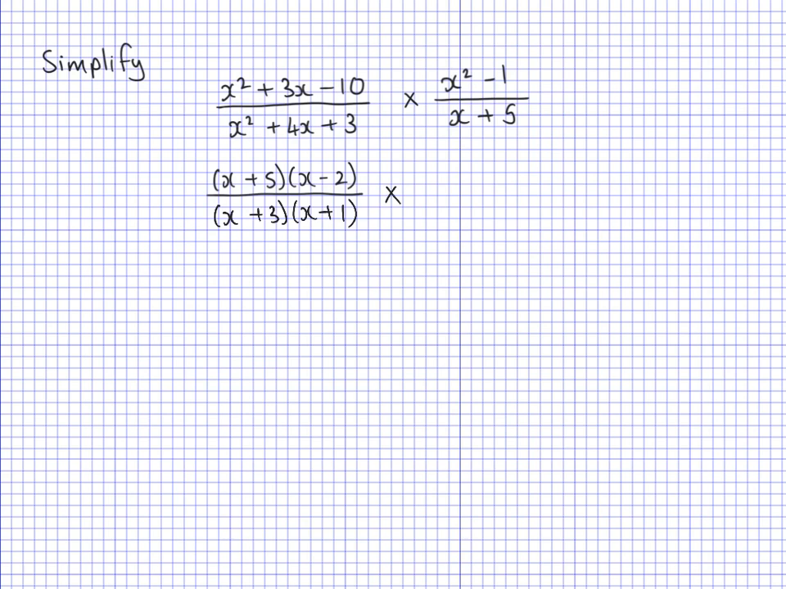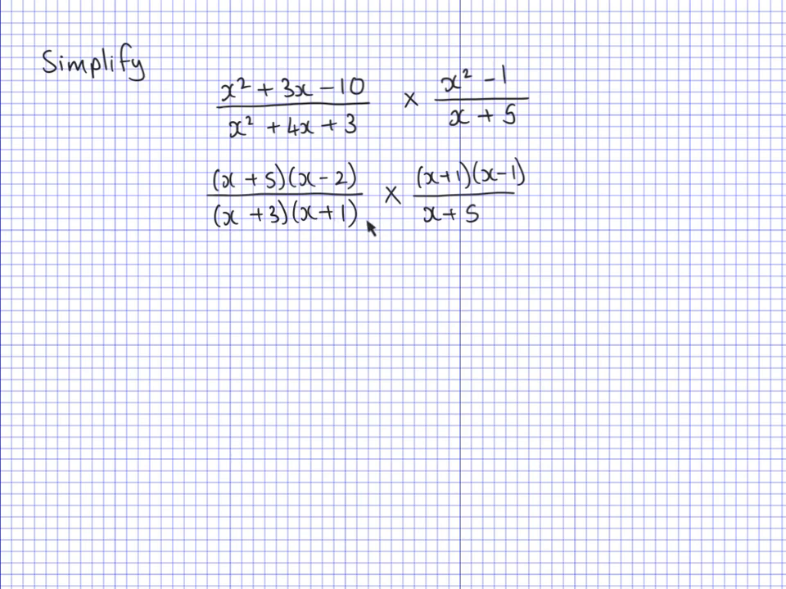I'm timesing that 2. Now, the bottom of this fraction, x plus 5, that won't factorize, so I can just write that down, x plus 5. But the top does. So x squared take away 1 is a difference of 2 squares. So I can factorize that to x plus 1 and x take away 1.